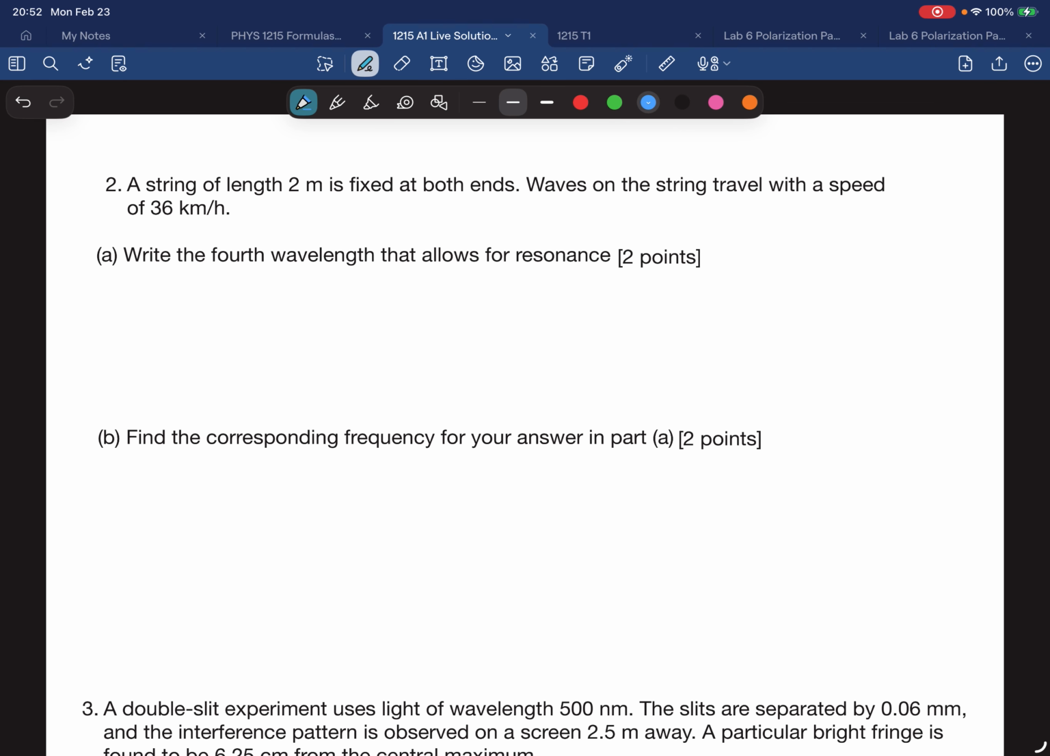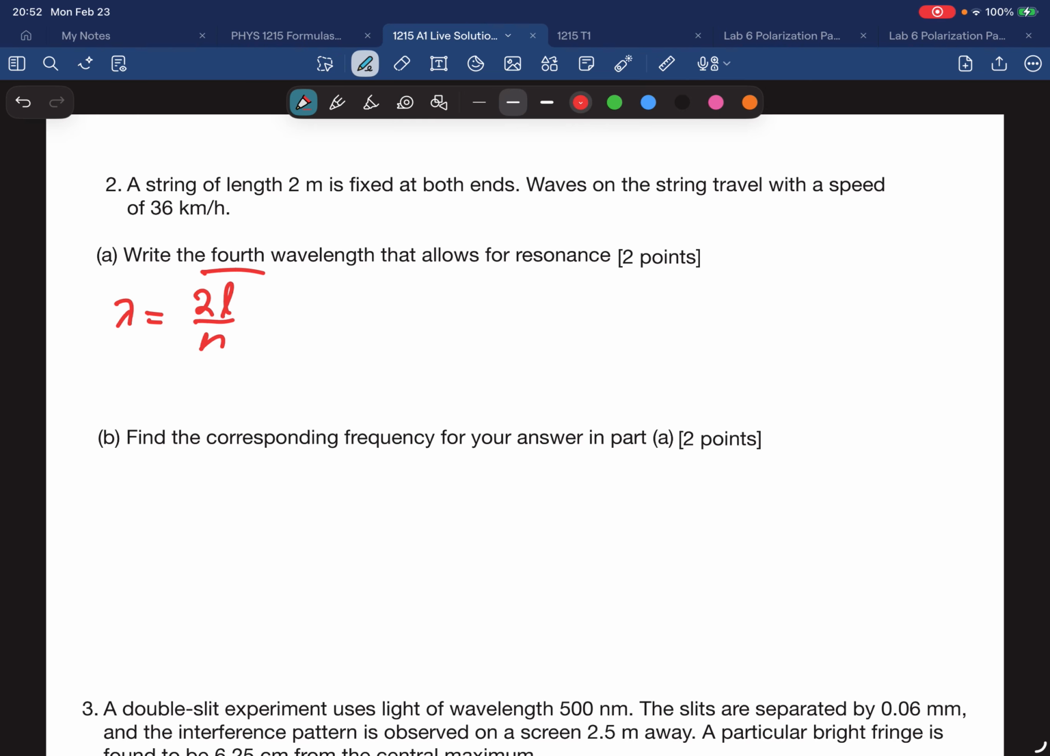A string of length 2 meters is fixed at both ends. Waves on the string travel at a speed of 36 kilometers per hour. Part A. Write the fourth wavelength that allows for resonance. So our resonance formula looks a little something like this.